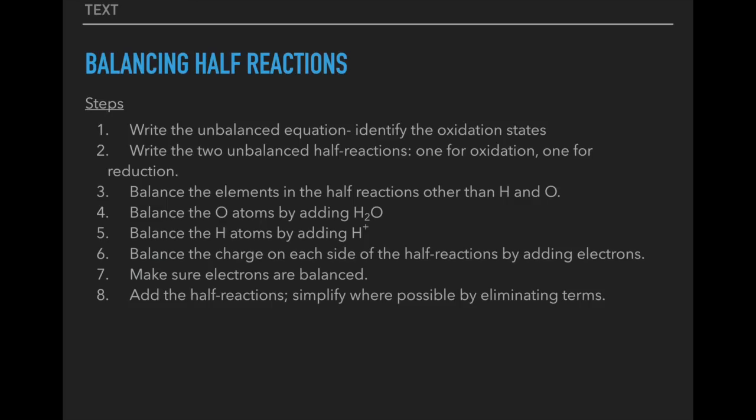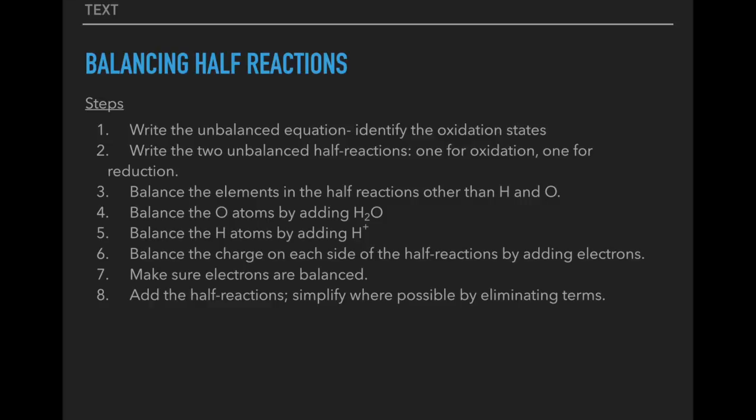So here are my steps for balancing more complicated half reactions that don't simply show what's being reduced and what's being oxidized. So here's what you need to do. You're going to start off by writing the unbalanced equation. So you're going to identify the oxidation states, and then you're going to actually write the 2 unbalanced half reactions, one for oxidation and one for reduction. Then you're going to balance all of your elements except for hydrogen and oxygen. Then what you're going to do is you're going to balance the oxygens by adding water, and you'll see what this looks like. And then after adding water, you're going to balance using H+ to balance your hydrogens.